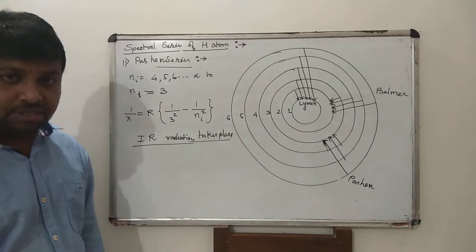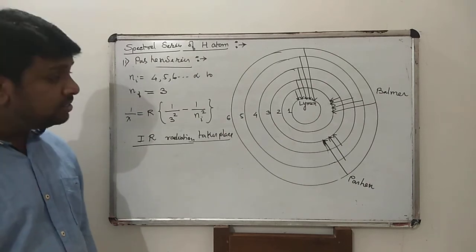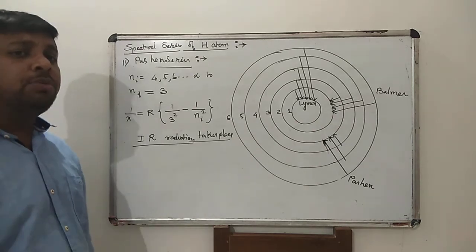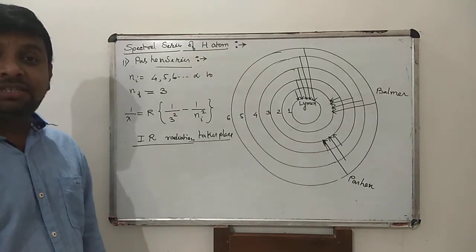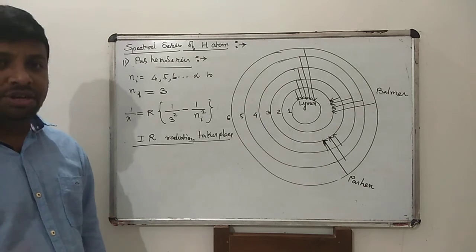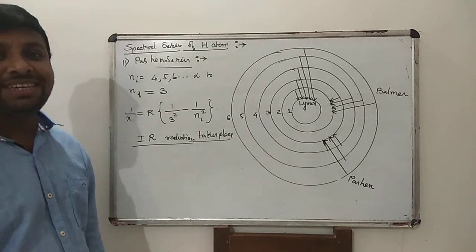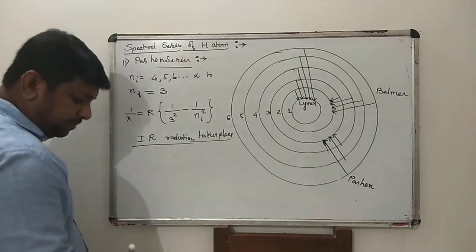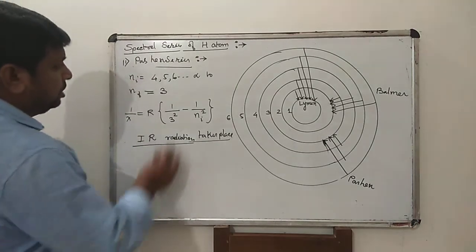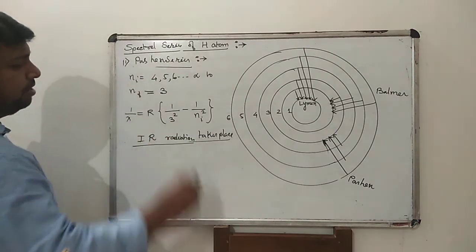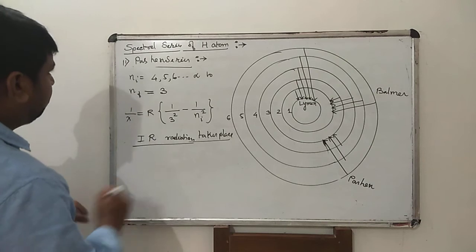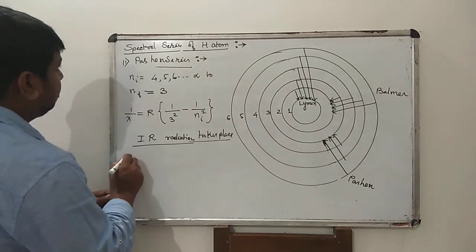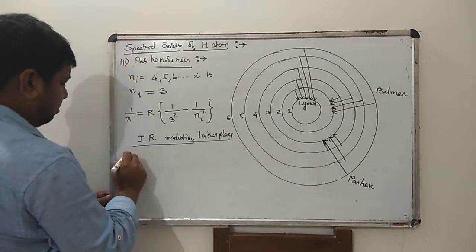That is the Lyman series. For the Balmer series, the first transition comes from 3 to 2. So the longest wavelength of the Balmer series is the first transition, that means 3 to 2, that is 6563 angstrom. This is the first transition. Okay. So like this. So this is the Paschen series. Here infrared radiation takes place. Now next is the Brackett series. This is Brackett.